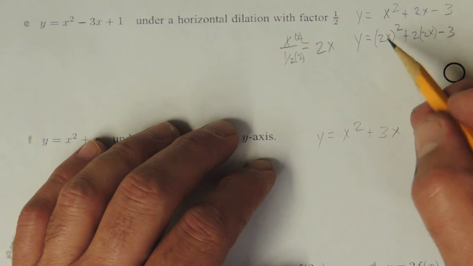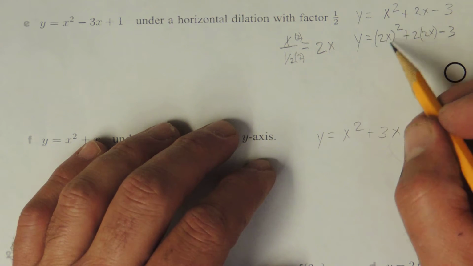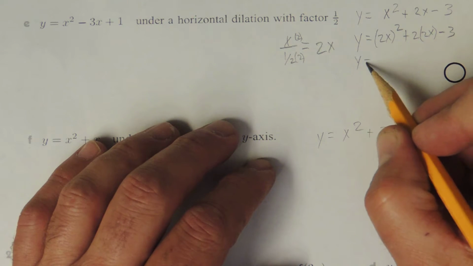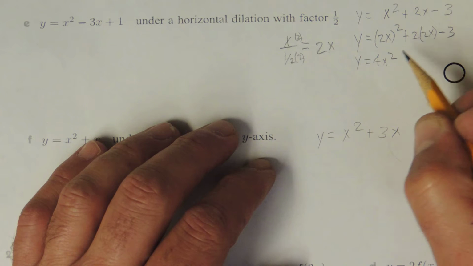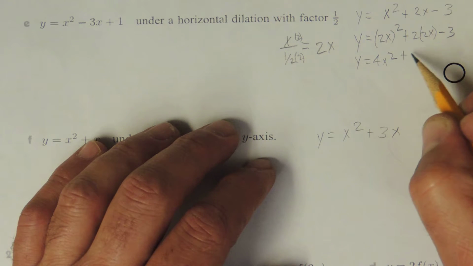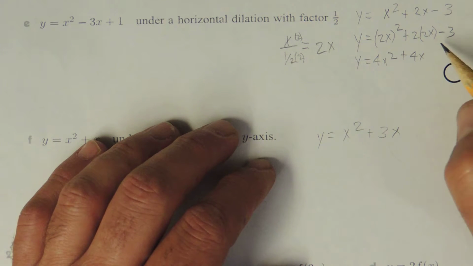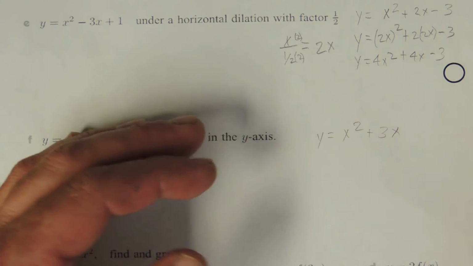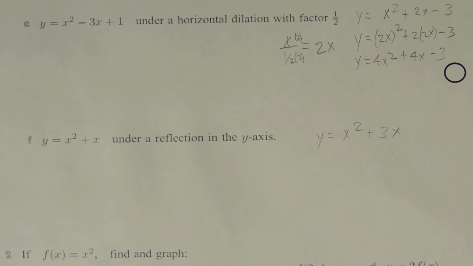Okay. Now getting rid of the parentheses, 2x times 2x would give me 2 times 2 times x squared, which is 4x squared. 2 times 2x is 4x, and minus 3. So I have a new equation, which should end up having all of my x values half of what the old x equation had. And I'm going to check that by going to Desmos.com.